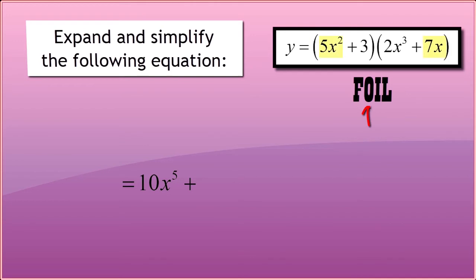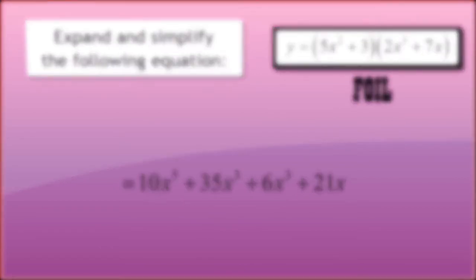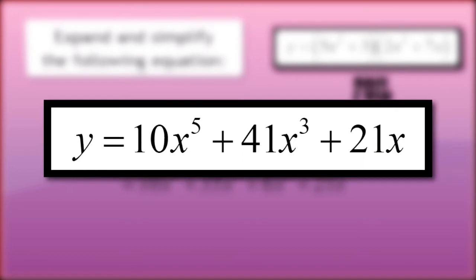Multiply the outer terms together. They also have the same base, so we can add their exponents. The result is 35x cubed. Multiply the inner terms together. The result is 6x cubed. Multiply the last terms together. The result is 21x. All of these terms are then added together. Any terms with the same x power can be combined. The final answer is therefore y equals 10x to the 5 plus 41x cubed plus 21x. The degree of this polynomial is 5.